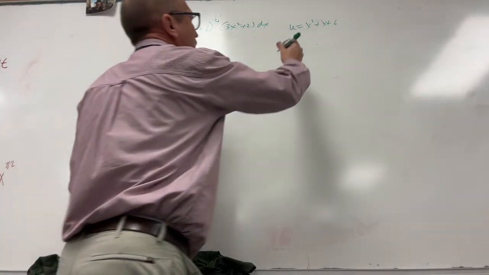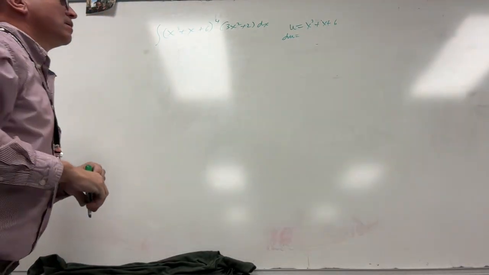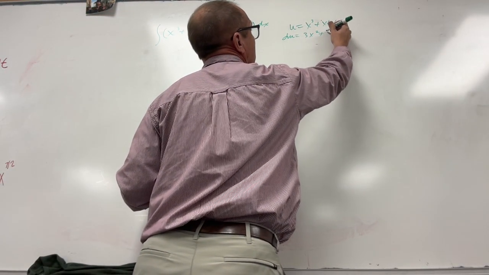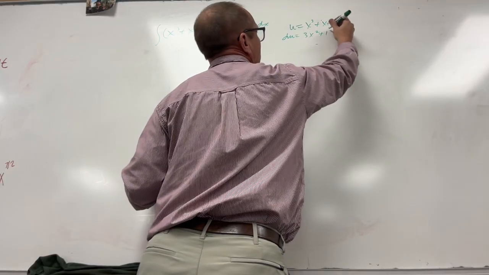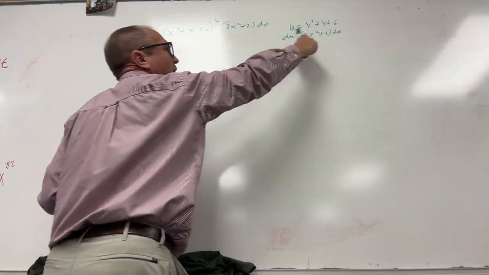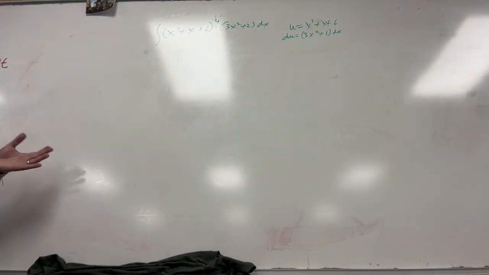So what is du equal to? 3x squared plus 1. And I'm going to put the dx on the end. Remember earlier I said du dx was equal to that, and then I cross multiplied and got the dx up there. You can skip that step and just go straight to that.